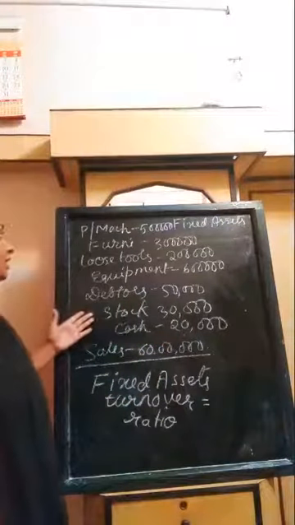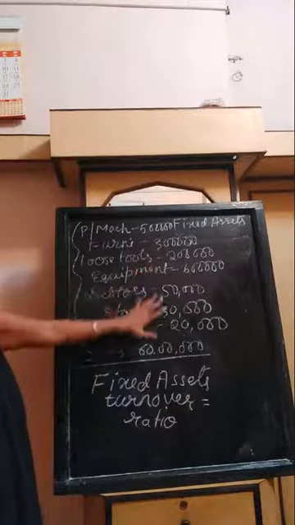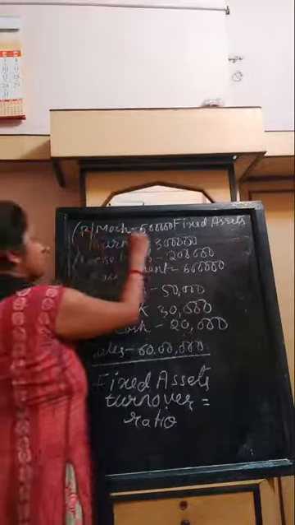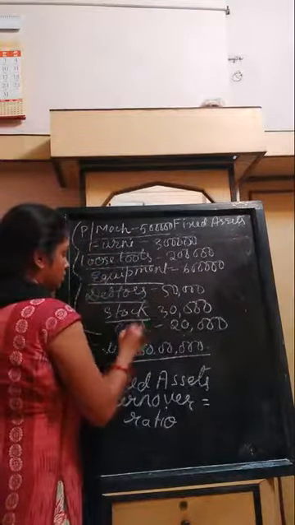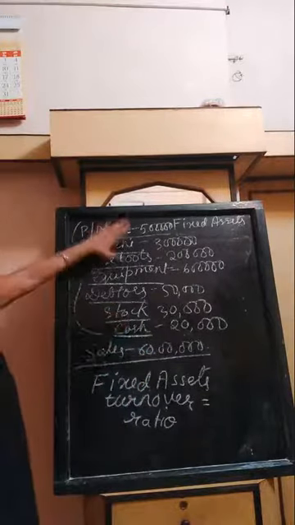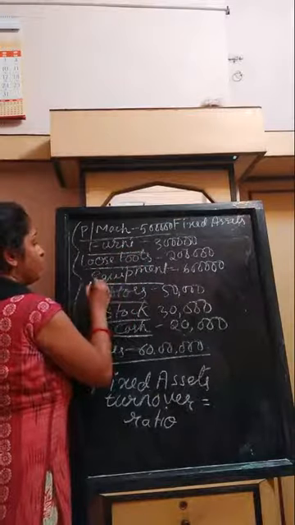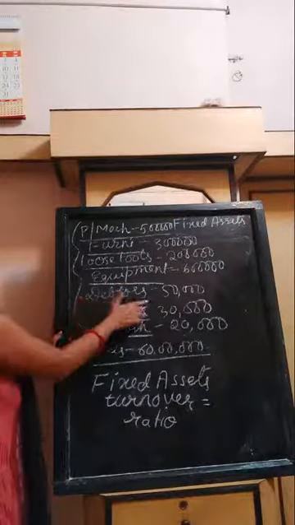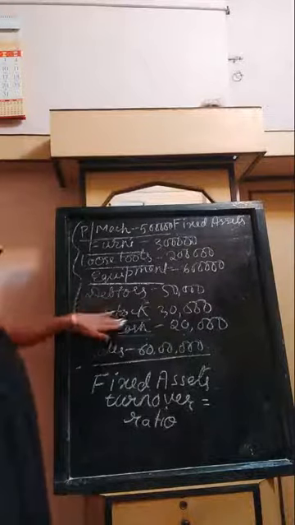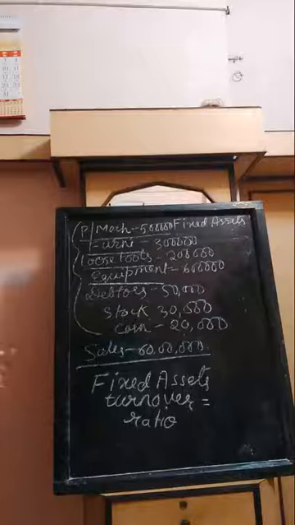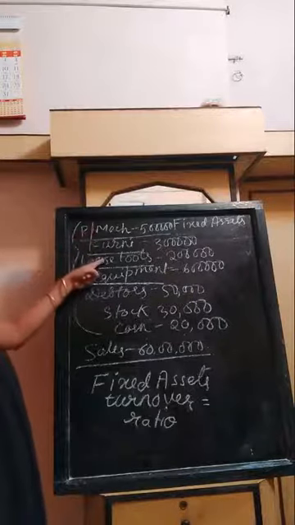See, in this illustration, there are many assets given to you. In fact, the asset side of the balance sheet is provided to you. Plant and machinery is given, furniture is given, loose tools given, equipment given, stock, debtors and cash is also given. From this list, I will pick up the fixed assets. Plant and machinery, furniture, loose tools and equipment. These are the four fixed assets included in the sum, whereas the rest of the assets, that is debtors, stock and cash, are current assets which we don't need in this sum.